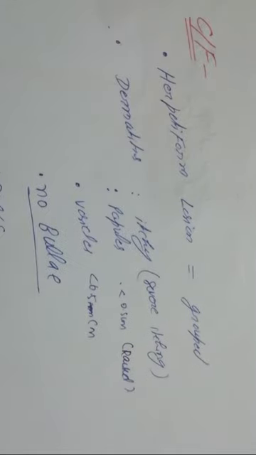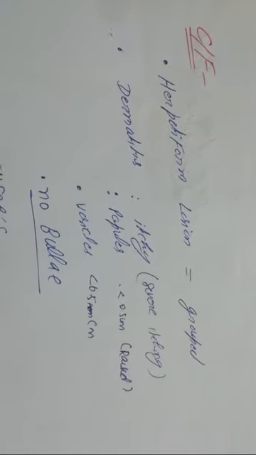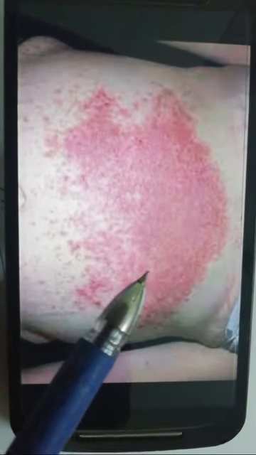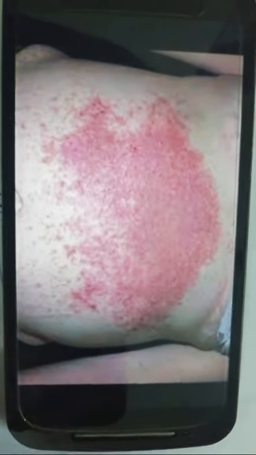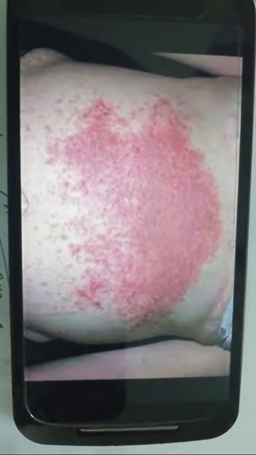So it's written that herpetiformis lesions are grouped, dermatitis, itchy, we have papules, vesicles, no bullae, and it's also written that the sites seen are extensor, knee, elbow and back. So let us understand them. Let us look at this once again and read the things written here. It's written that it's like herpetiform lesions. That means these are grouped. So it looks like a herpes simplex virus disease. So that's the reason we call it herpetiformis lesions.